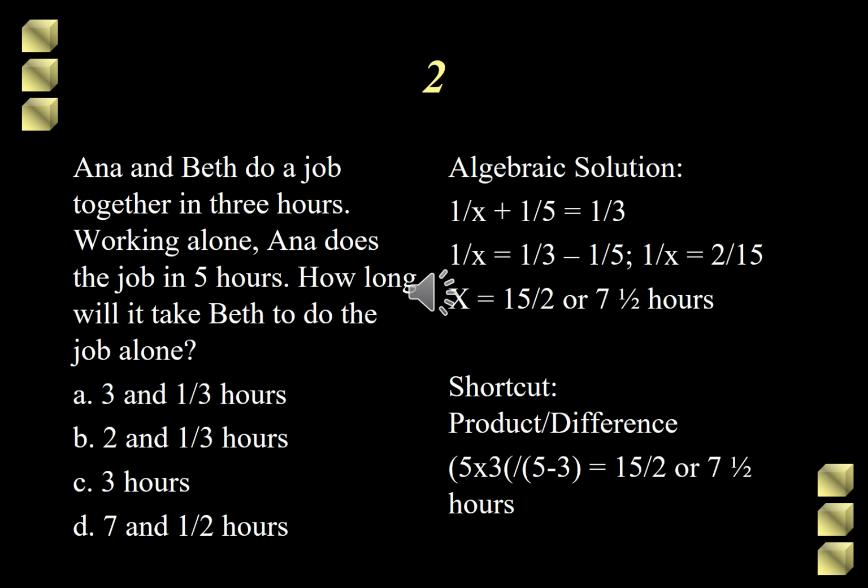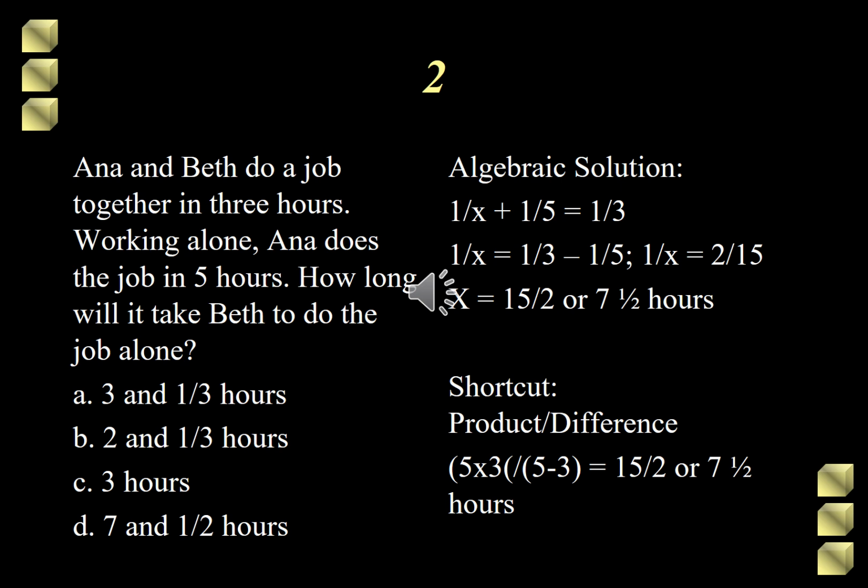Here's our second question. Anna and Beth do a job together in 3 hours. Working alone, Anna does the job in 5 hours. How long will it take Beth to do the job alone? The choices are A, 3 and 1/3 hours, B, 2 and 1/3 hours, C, 3 hours, and D, 7.5 hours.